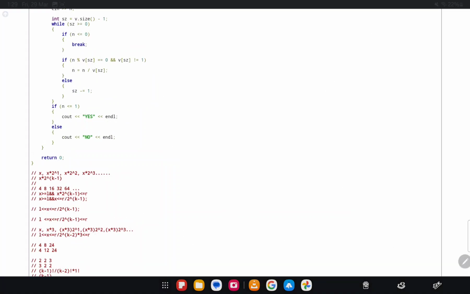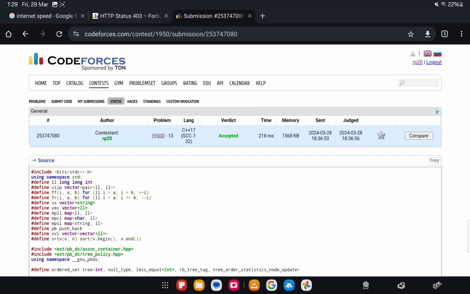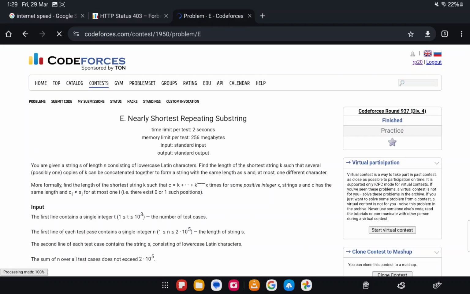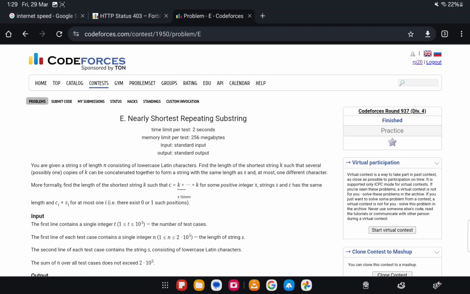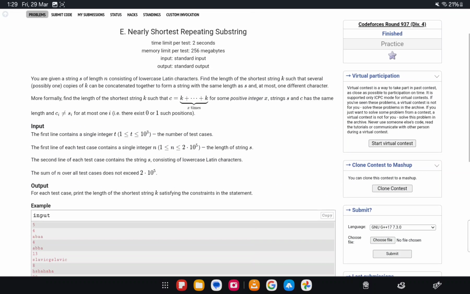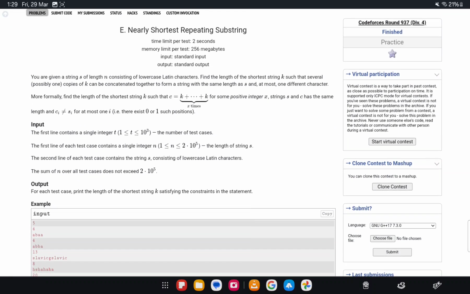Now let's move to the next problem, that is problem number E, which is also a problem that can be solved using a brute force approach. You don't have to do anything extra. The only thing that you have to take care of in this problem is that basically you have to think.